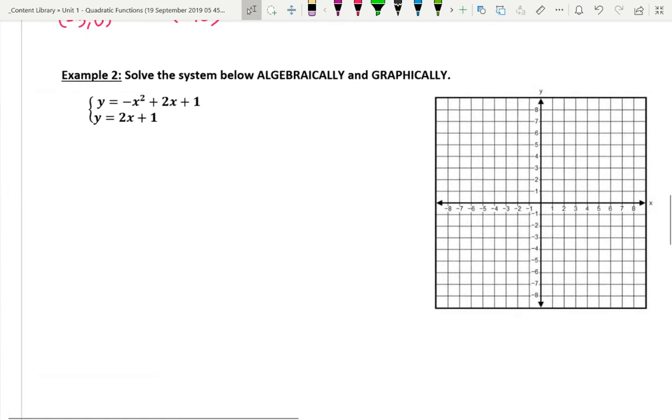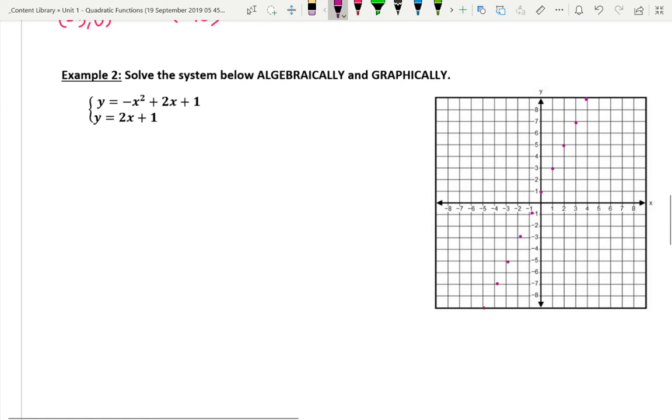All right, so hopefully you tried example 2 on your own. You didn't just wait for me to do it. So first, I'm going to solve this graphically just like the last one. I like having the picture. So I'm going to plot my linear equation first. My y-intercept is 1, and a slope of 2 means I'm going up 2, right 1.